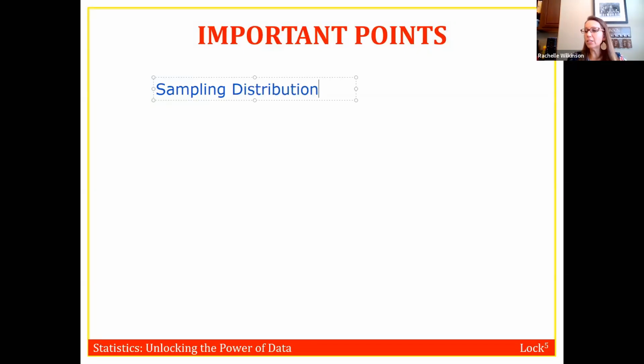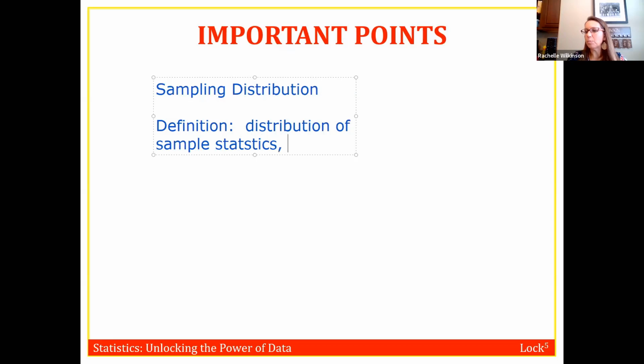Okay, and a sampling distribution is the distribution of sample statistics. So this is the definition. It's a distribution of sample statistics computed for different samples of the same size from the same population.